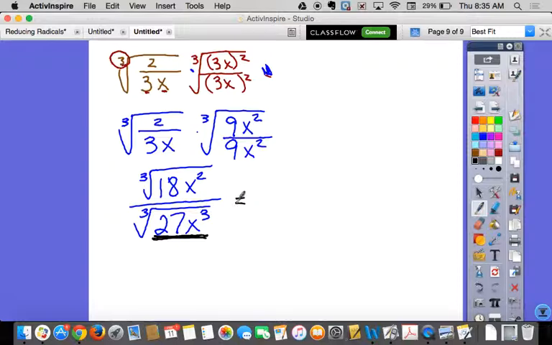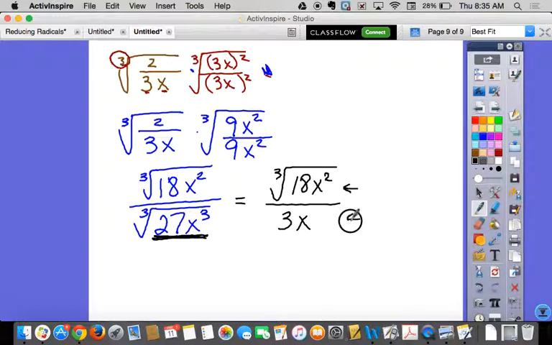In the top, you can't do anything with this. You got 18x squared, and in the bottom, the cube root is 3x. You cannot reduce, because these are insides, these are outsides. You are stuck. This is your answer.